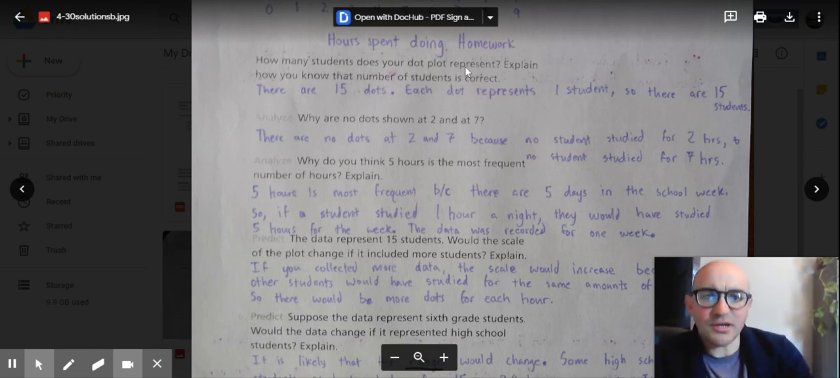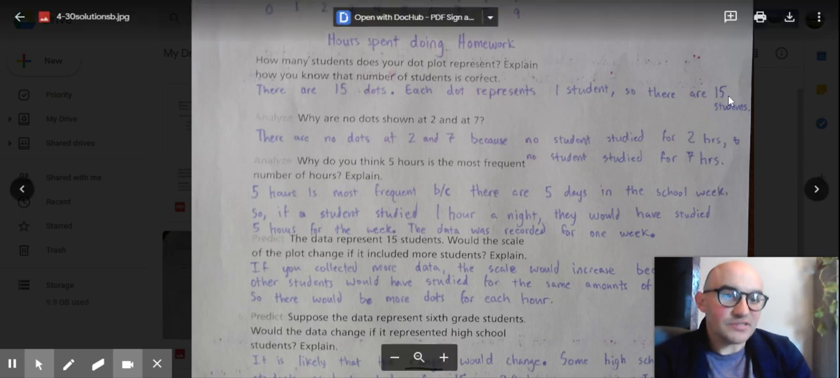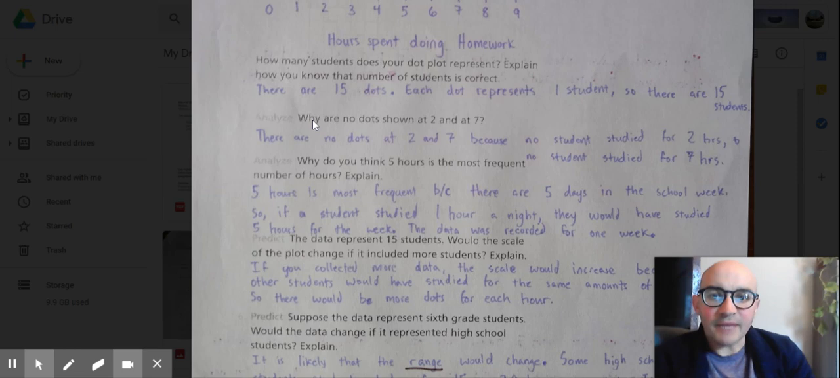How many students does your dot plot represent? Well, there are 15 dots. You can go up and count them if you like, but there are 15. Each dot represents one student, so that means there must be 15 students. Pretty straightforward there.